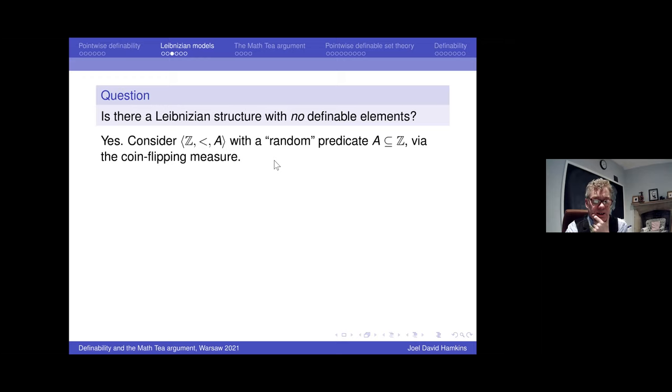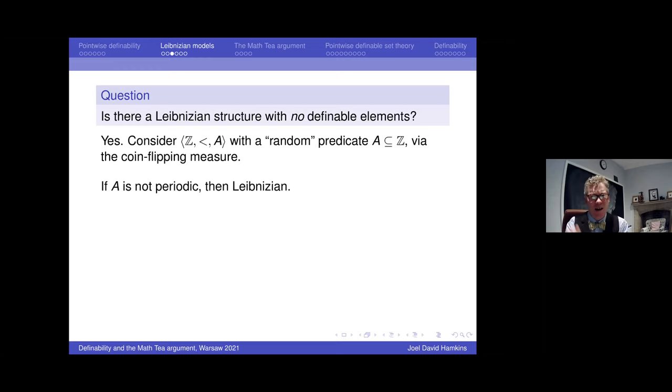So let's think about this. A is not periodic, of course. Almost surely it's not periodic, because if it were periodic, it would have to have some period, but I have a lot of chances by flipping the coin to not have that period. And so almost surely I'm not periodic. So the random one is not going to be periodic.